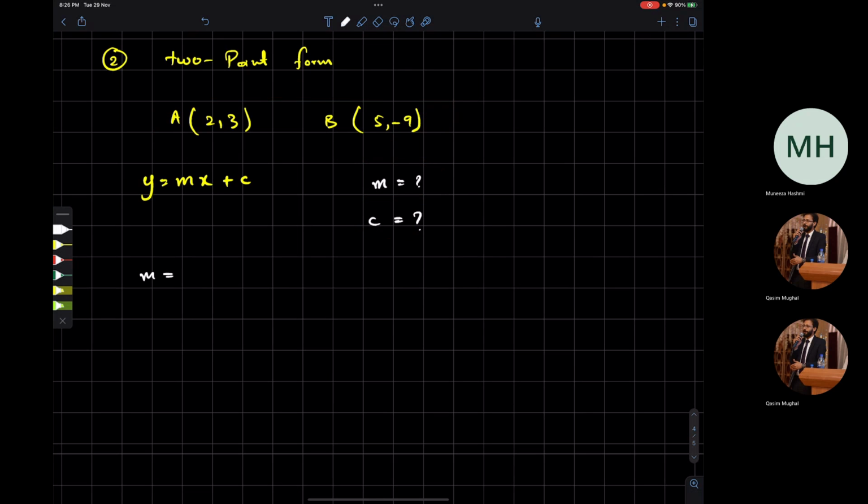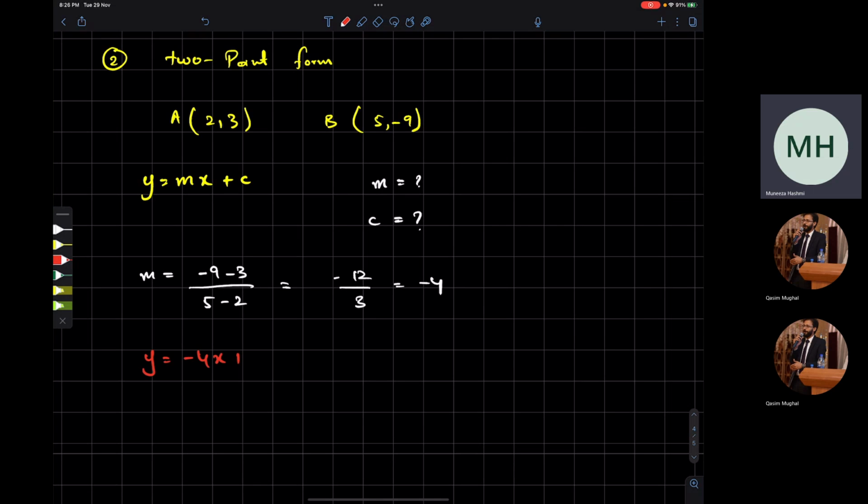So m would be equal to (y2 minus y1) over (x2 minus x1). So that would leave you with minus 12 over 3, which is negative 4. Okay? Yes, sir. So now you have the value of m. You can create the equation of this line: y = -4x + c.